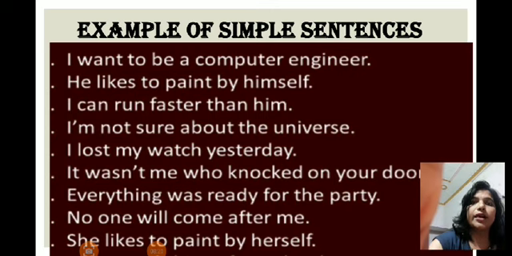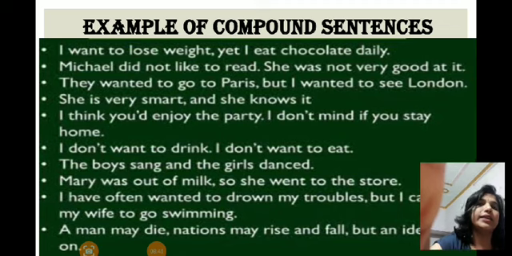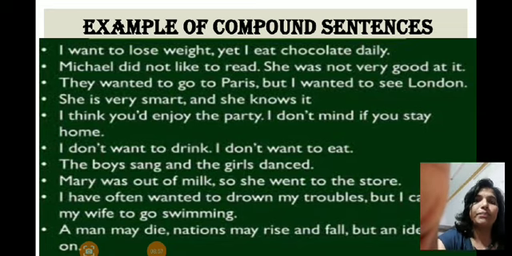Simple sentences are here. 'I want to be a computer engineer.' 'He likes to paint by himself.' 'I can run faster than him.' 'I'm not sure about the universe.' These kinds of main clauses are called simple sentences. Now look at a few compound examples. 'I want to lose weight, yet I eat chocolate daily.' 'I eat chocolate daily' is itself a complete sense, and 'I want to lose weight' is also complete, and they are added by the conjunction 'yet'. So it is a compound sentence, because it joins two main clauses.